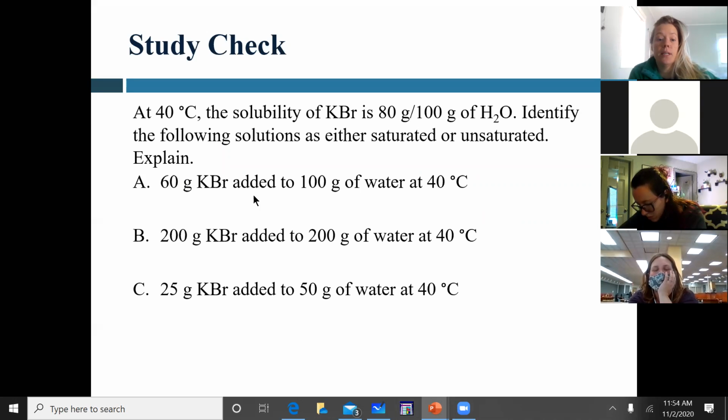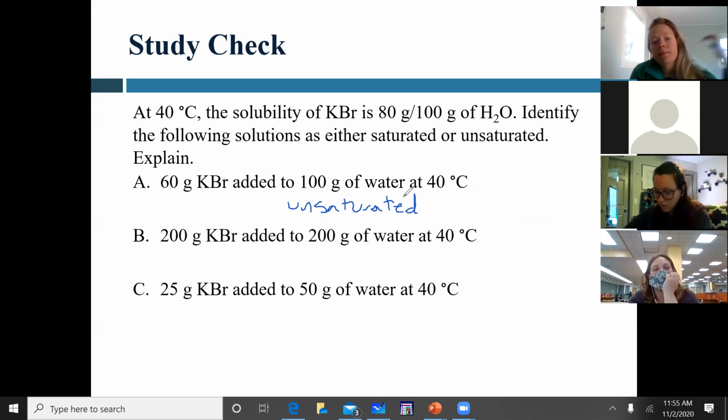So we want to look at these solutions and determine, are they saturated or are they unsaturated? So this first one here says, hey, you got 60 grams of the KBr in 100 grams of water. Have you reached your maximum amount it can hold? No, it can hold 80. And we're only at 60.